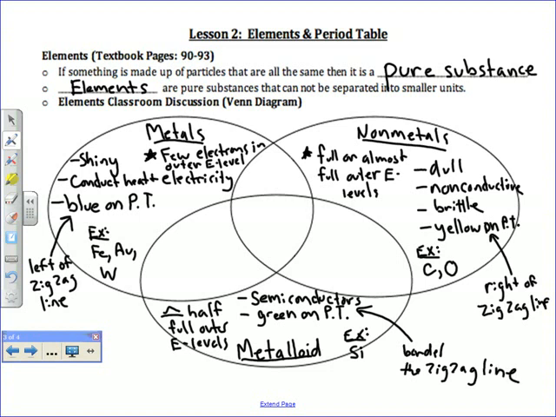And then these are all differences between metals, nonmetals, and metalloids. But I'm just going to show on this Venn diagram that metals and metalloids do have some shared properties. Nonmetals and metalloids also have some shared properties.